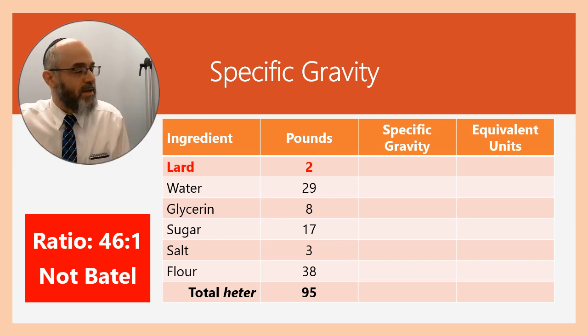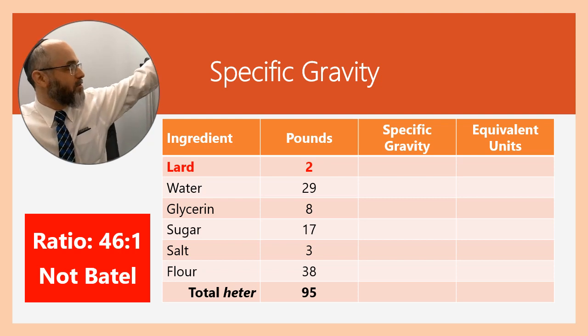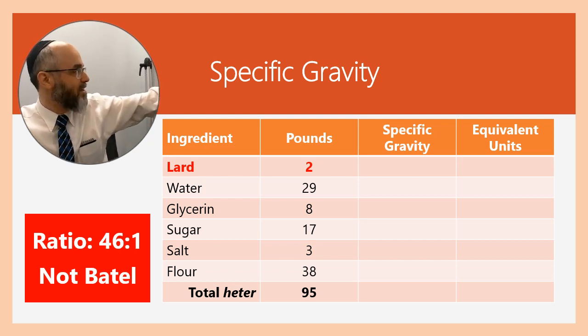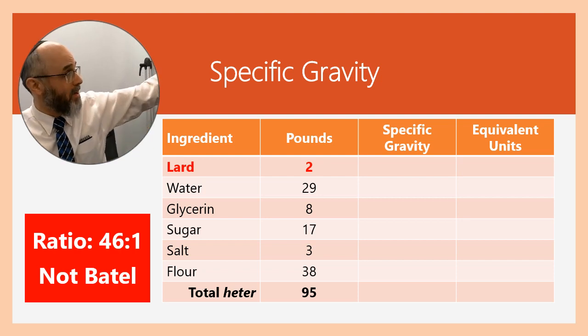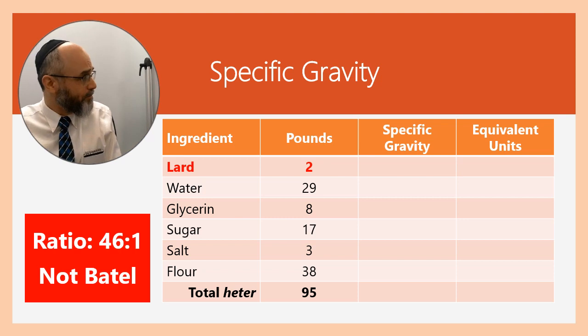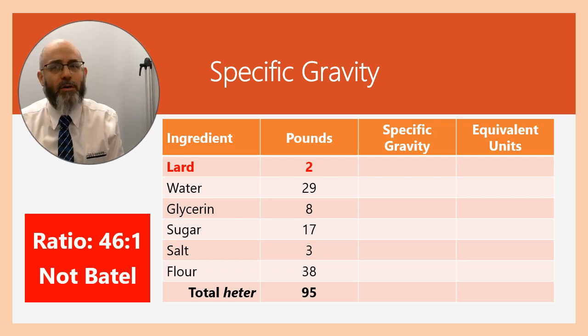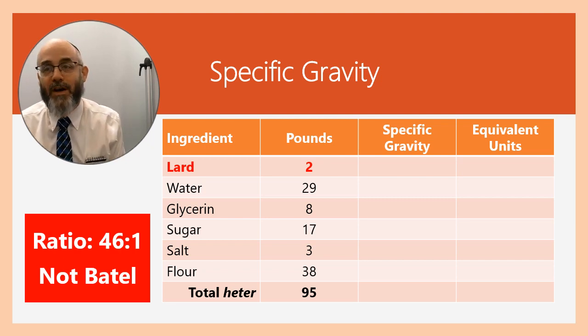So in this case, if I made up a recipe using those ingredients that we had from before, the water and the glycerin, sugar, I can't imagine what this thing would taste like, but if we made up a recipe, it looks like this. Weight by weight, there's 2 pounds of lard, and I made up this recipe of all the other stuff that's in there. It came out that there was a total of all the heter of 95, so it was not batal. There's only 45 times, 46 times, 47 times more. So it would not be batal.